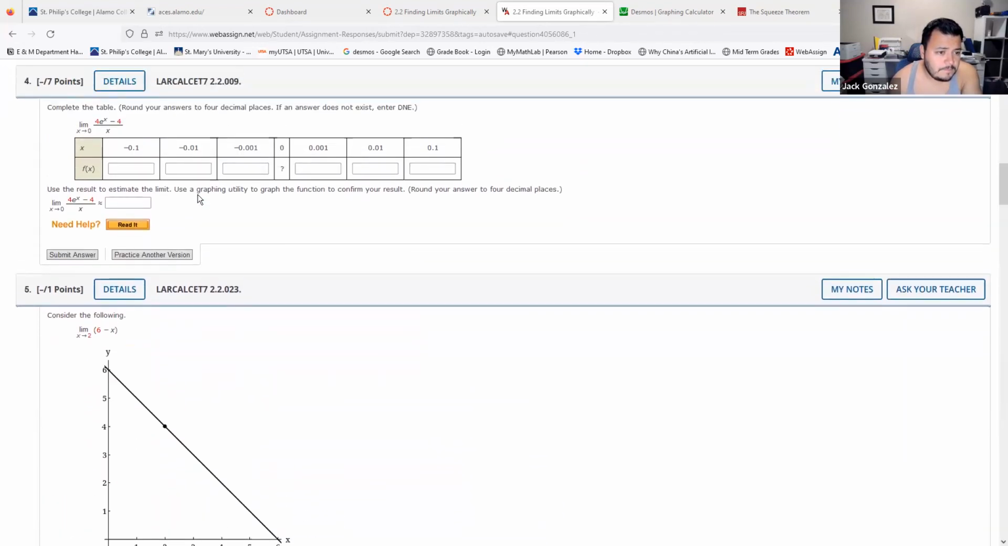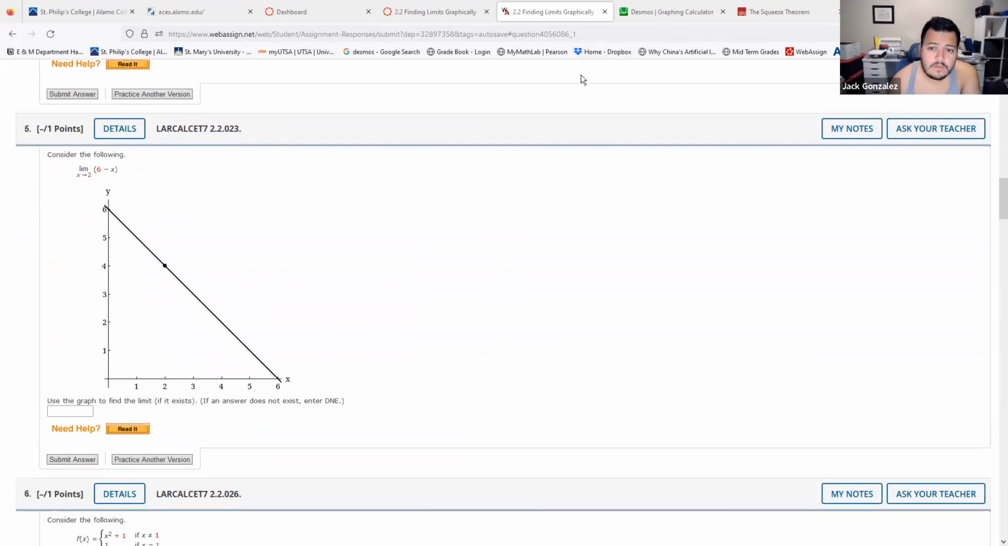Check this guy out. Number 5. And I'm not writing any notes because it's not too involved right now. So again, this is my f function right here. 6 minus x. That's f of x right there.